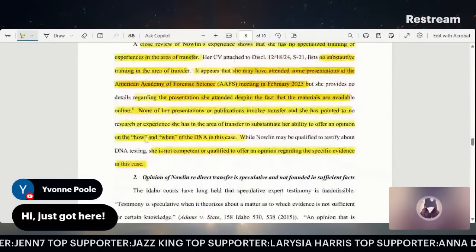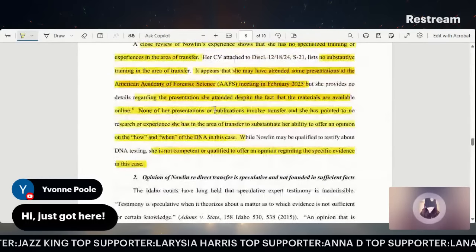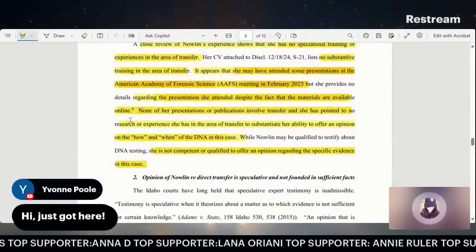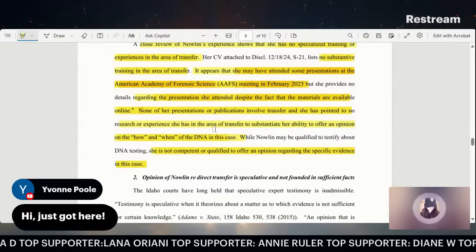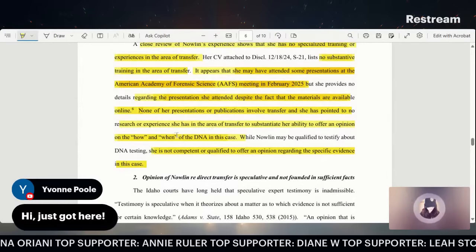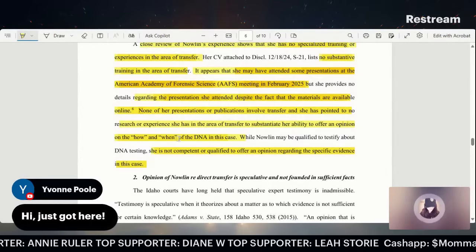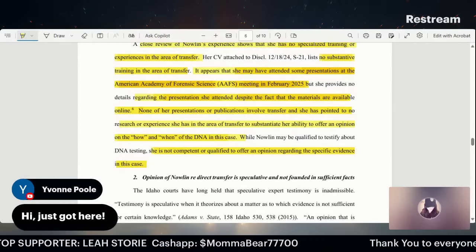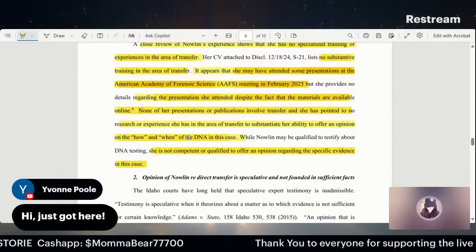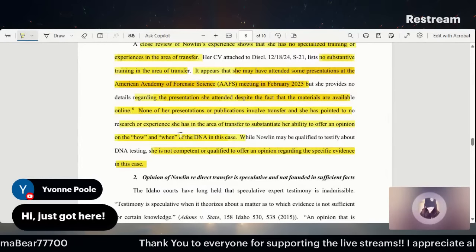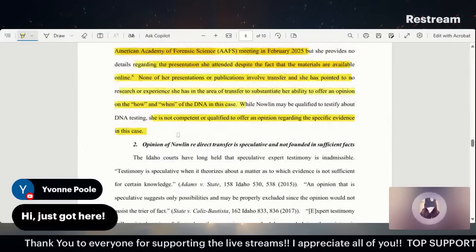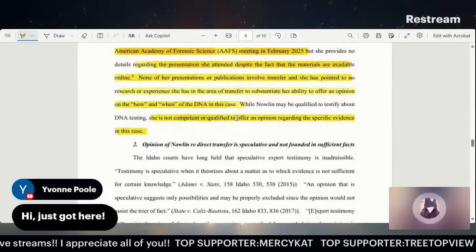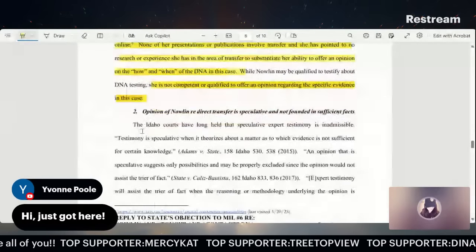None of her presentations or publications involve transfer, and she has pointed to no research or experience she has in the area of transfer to substantiate her ability to offer an opinion on the how and when of the DNA in this case. While Nowlin may be qualified to testify about DNA testing, she is not competent or qualified to offer an opinion regarding the specific evidence in this case.